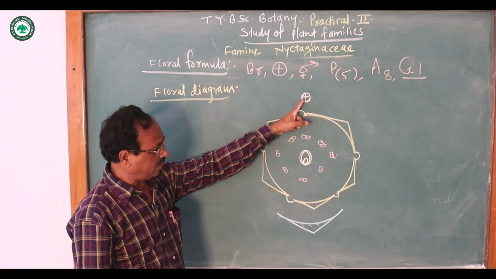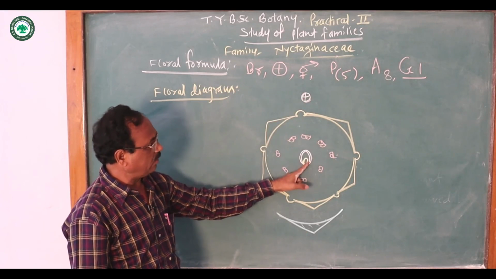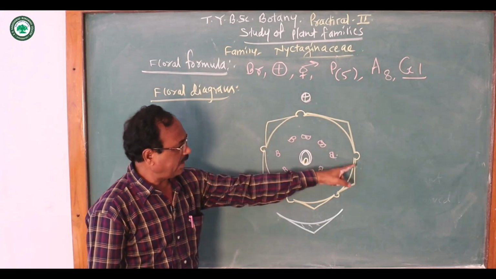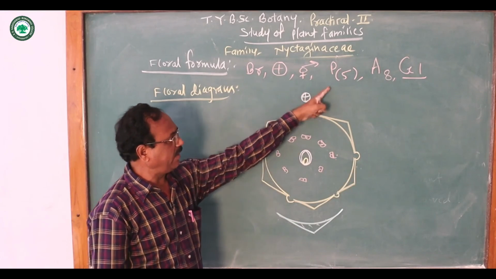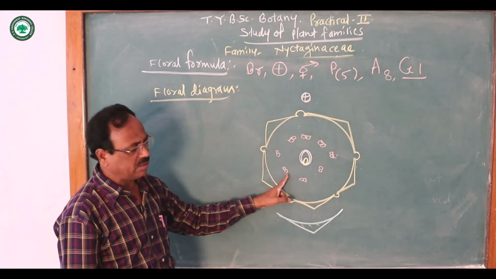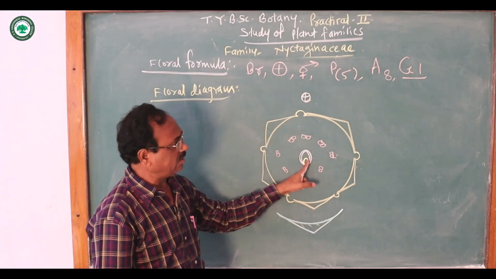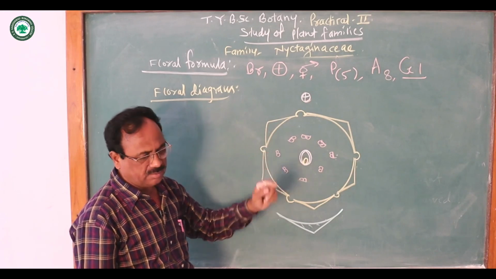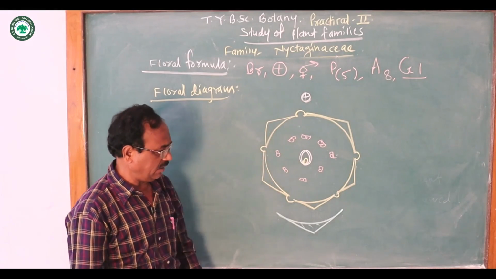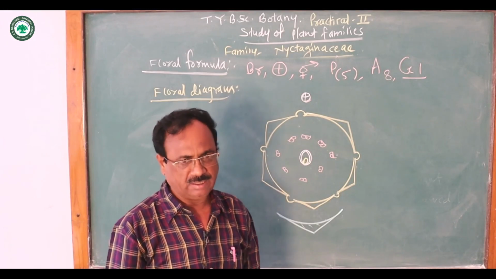The flower is bracteate, actinomorphic, bisexual. Perianth is 5, united. Androecium, stamens are 8 in number and unequal in length. Gynoecium is a single carpel, with basal placentation. So this is about the floral diagram of family Nyctaginaceae.